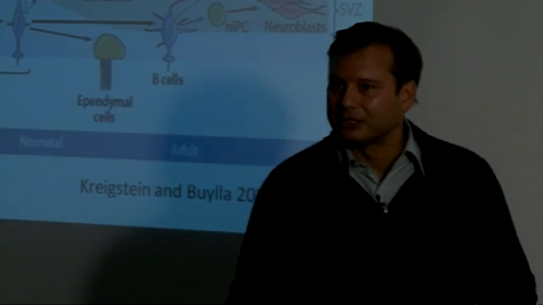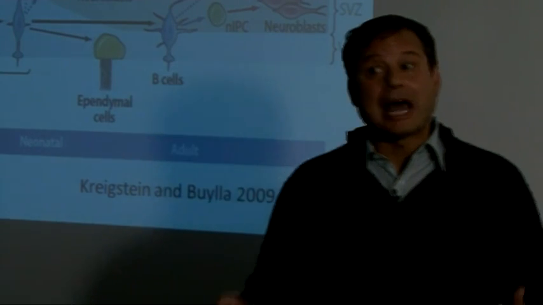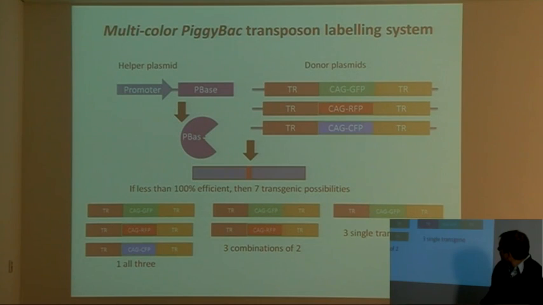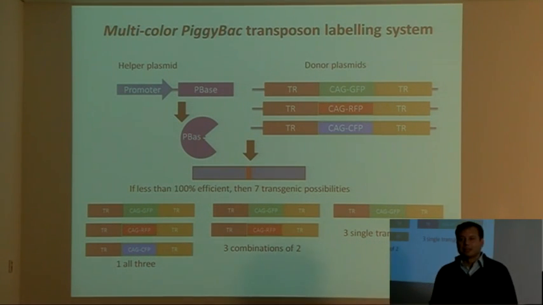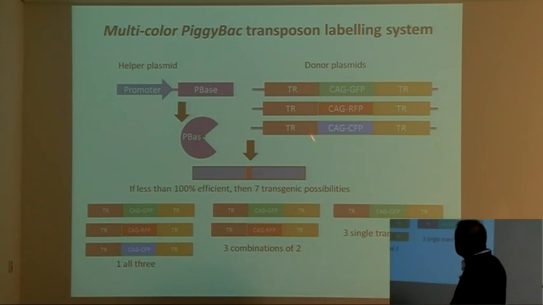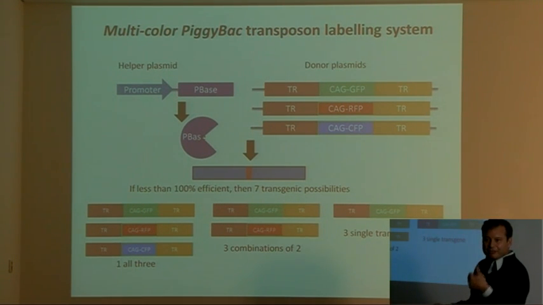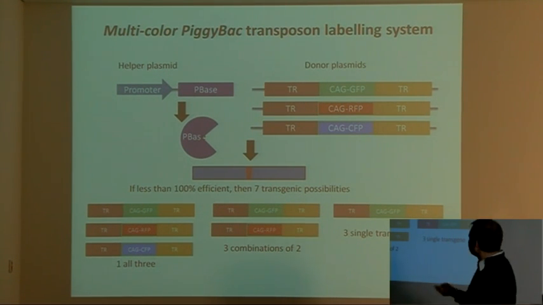Are there functional relationships, in normal physiology or in pathophysiology, between clonally related cells? Our approach and the logic behind it was the following: instead of adding one donor plasmid, let's add three donor plasmids, with the assumption that piggyBac transposase isn't 100% efficient, and it isn't, you can show it in cell culture.